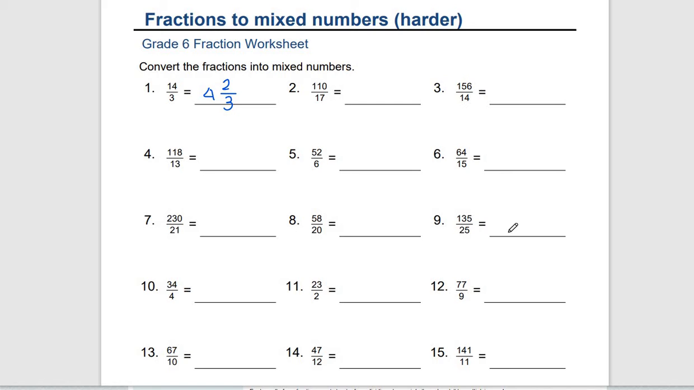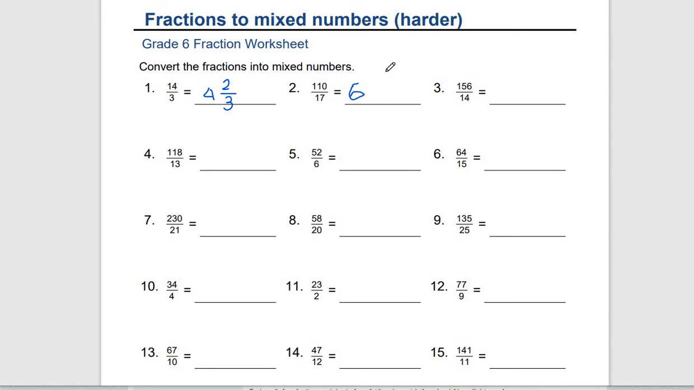Second, 110 over 17. Now, you need to figure out how many times 17 can go into this 110. If you work this out, you can get a total of 102 before it goes over 110. 17 times 6 is 102. So you can have 6 wholes of 17 giving you 102. Then you have 8 left over.